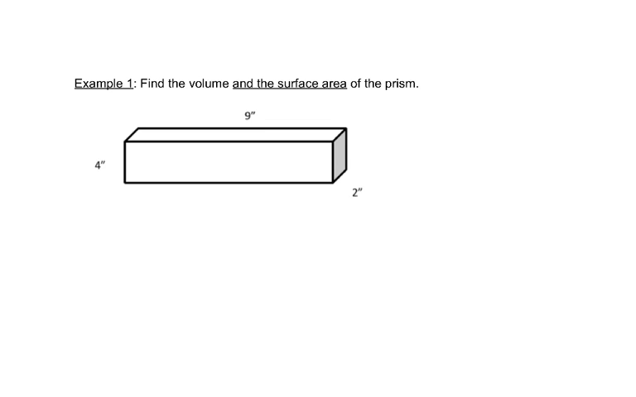So let's look at this. We want to find the volume and the surface area of this prism. So let's do the volume first. This is a prism, so the volume is the area of the base times the height.